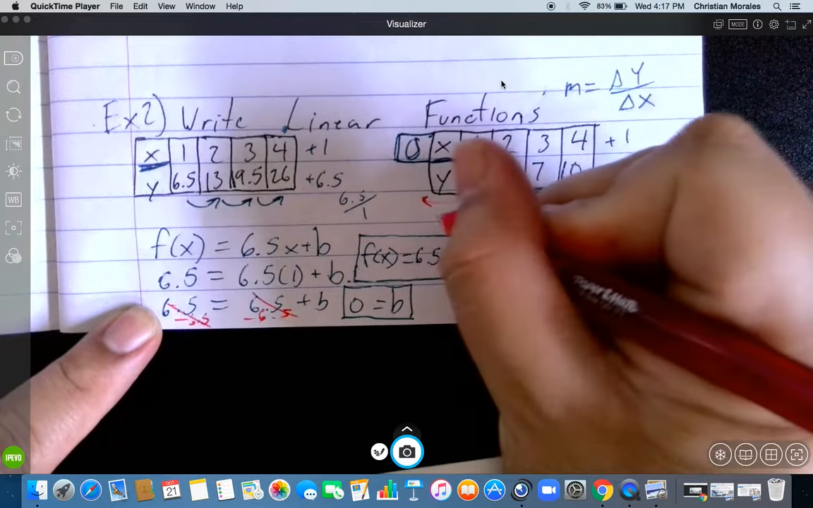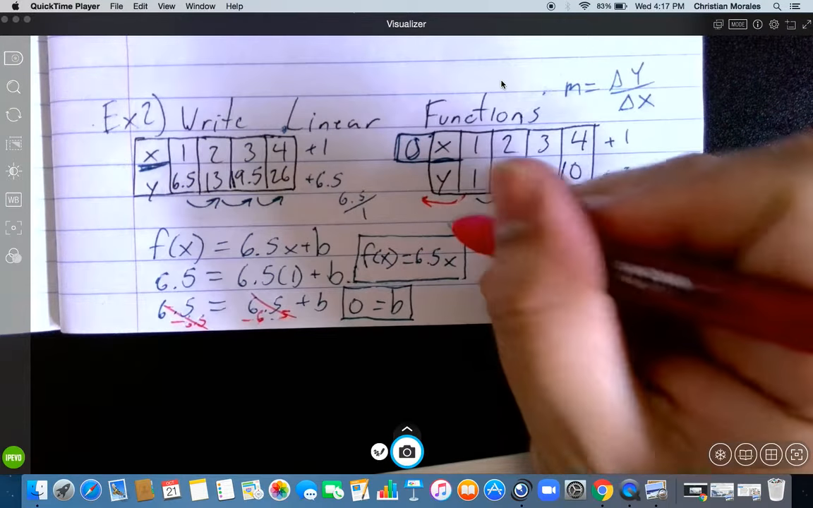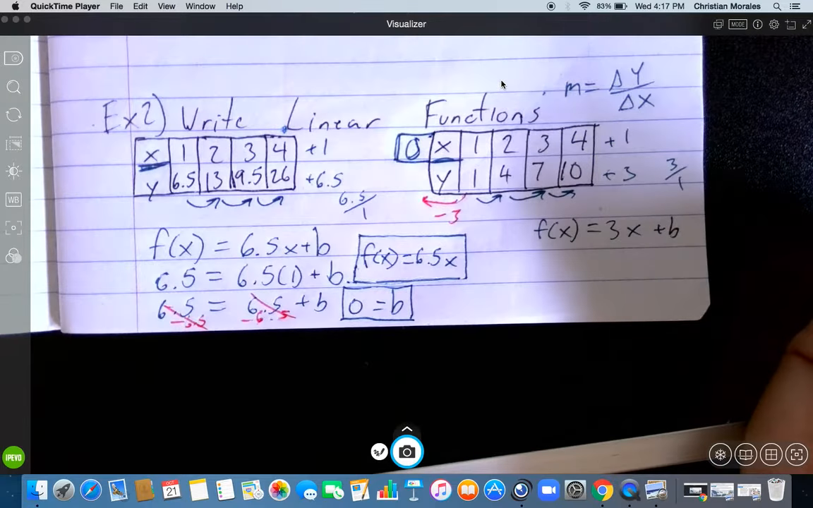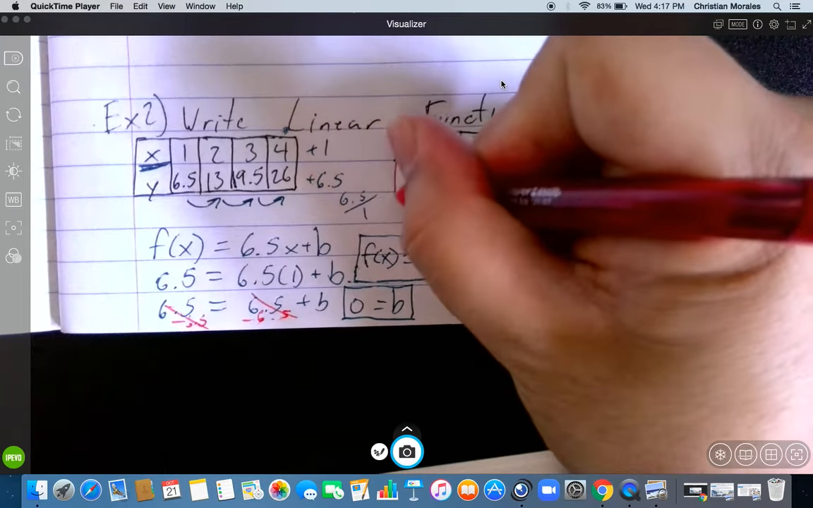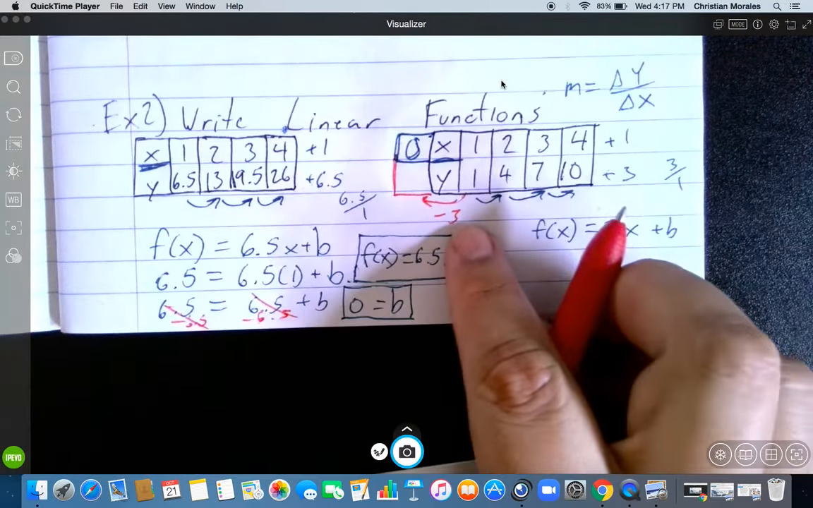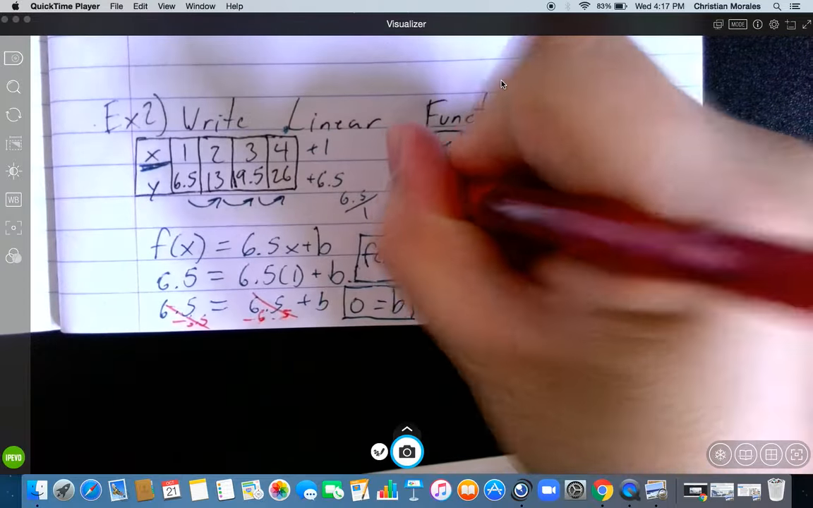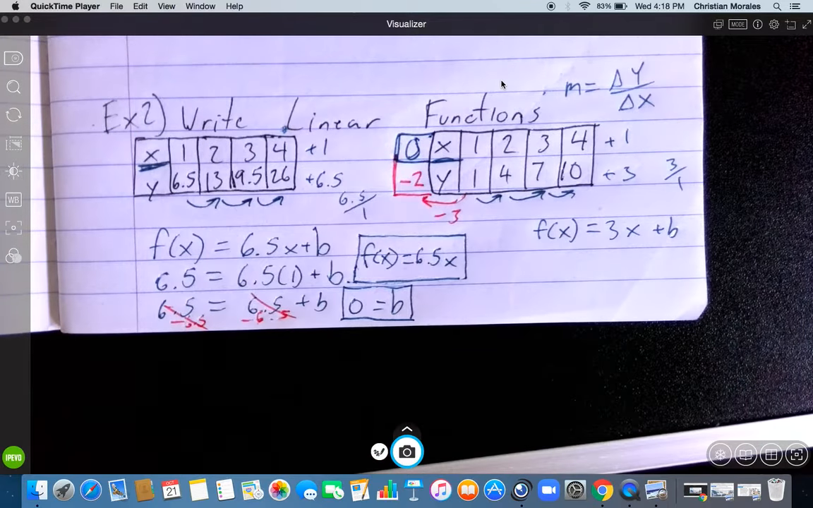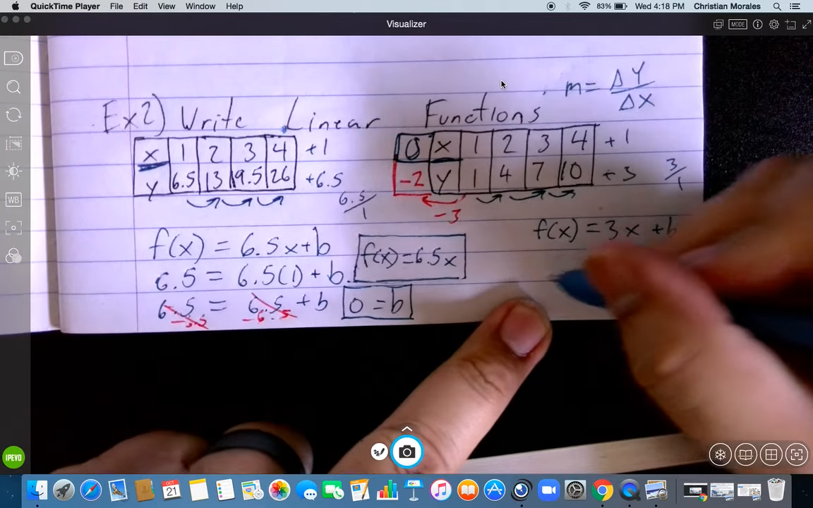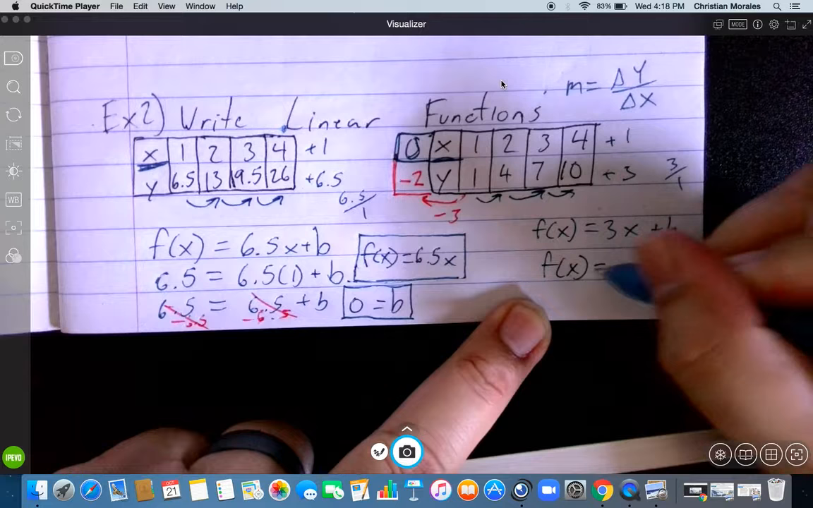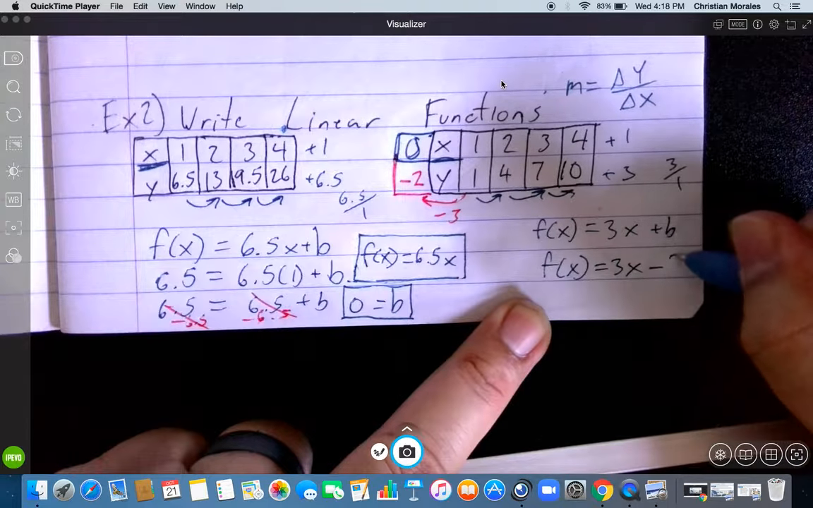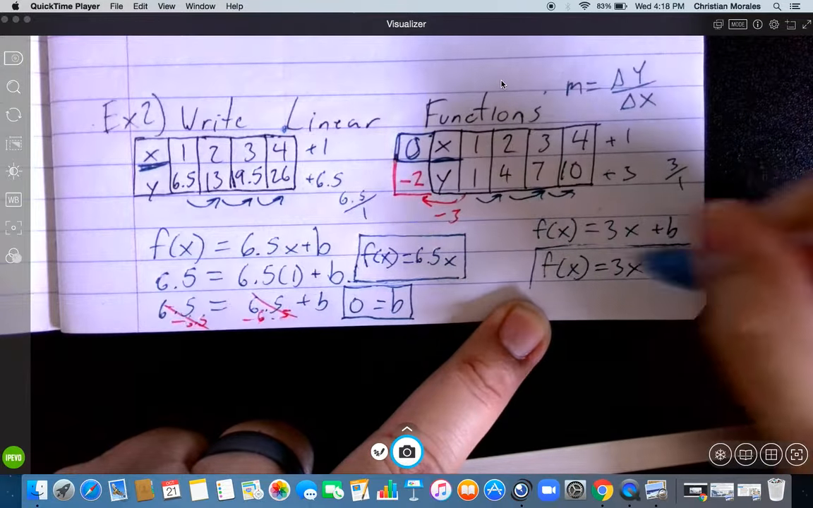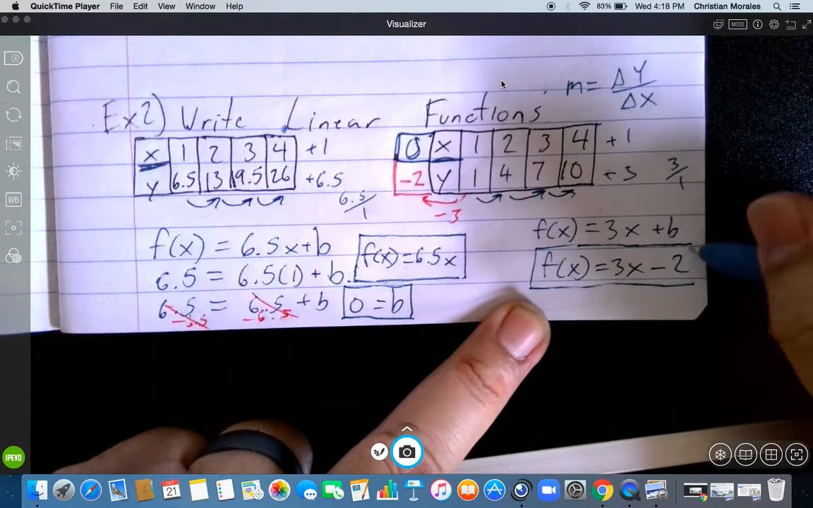Going back 3. And going back would be subtracting 3. Now, if I subtract 3, I would get 1 minus 3 is negative 2. That's my b. So my function would be f of x equals 3x minus 2. That's a shortcut to finding the b.